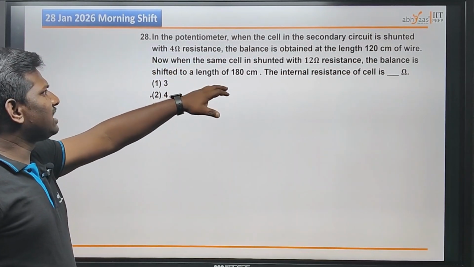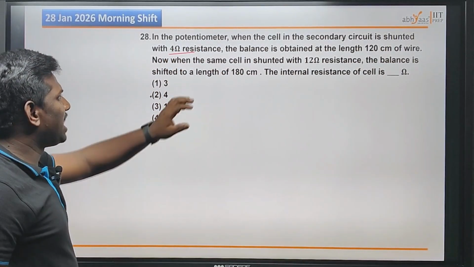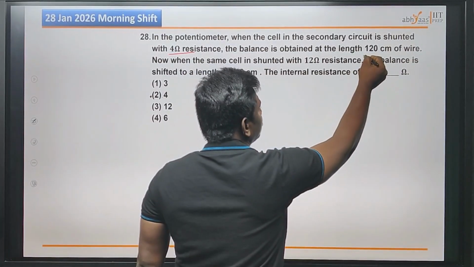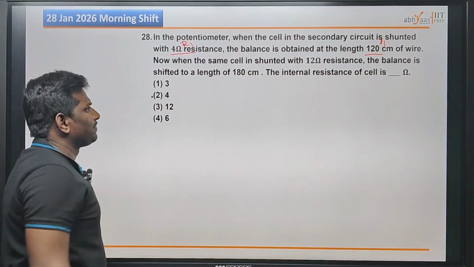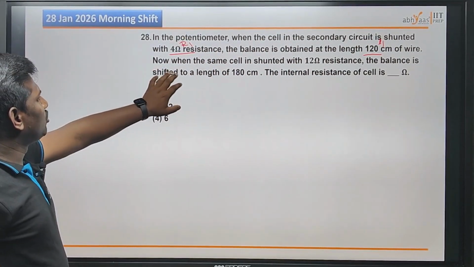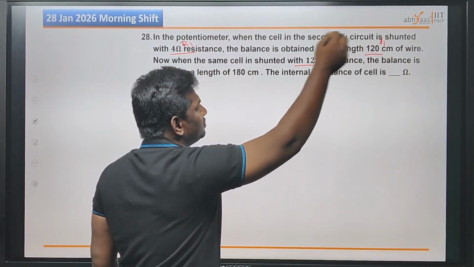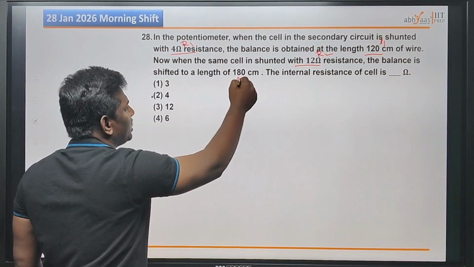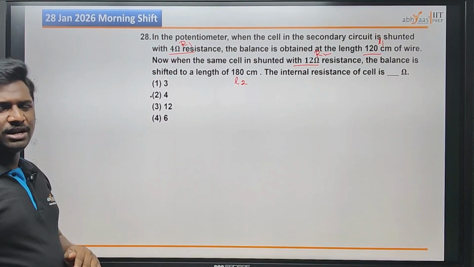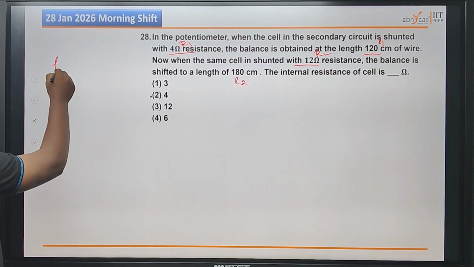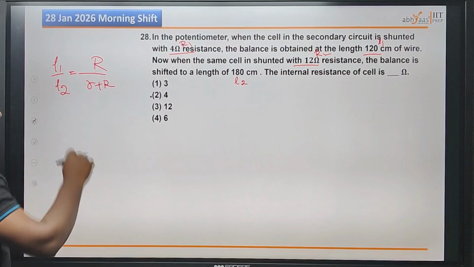In a potentiometer, when the cell in a secondary circuit is shunted with 4 resistance and the balance is obtained at length 120 centimeters. Take this length L1 and resistance R of wire. Now when the same cell is shunted, you have one more resistor R2 and balanced at length 180 centimeter. This is L2, the internal resistance of the cell. What is the formula for internal resistance?